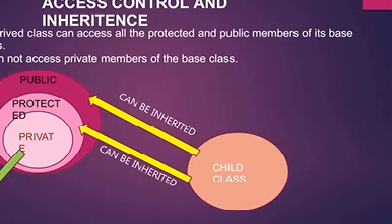For example, multilevel inheritance. Multilevel inheritance is a process of deriving a class from another derived class. For example, A, B, C, with A to B and B to C. This is the multilevel inheritance example.